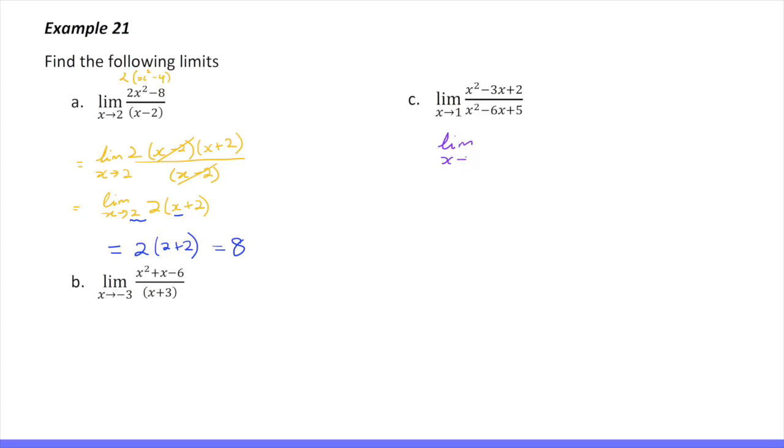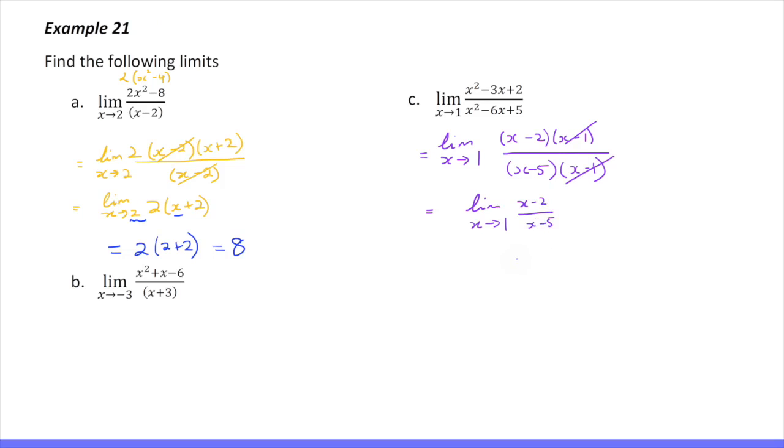So that will be the limit as x approaches 1. Factorise the top, so two numbers that multiply to give me 2 and add to give me negative 3 is negative 2 and negative 1. And at the bottom, two numbers that multiply to give me 5 and add to give me negative 6 is negative 5 and negative 1. So this is really nice because x minus 1 will cancel out. So that will simply be the limit as x approaches 1 of x minus 2 on x minus 5.